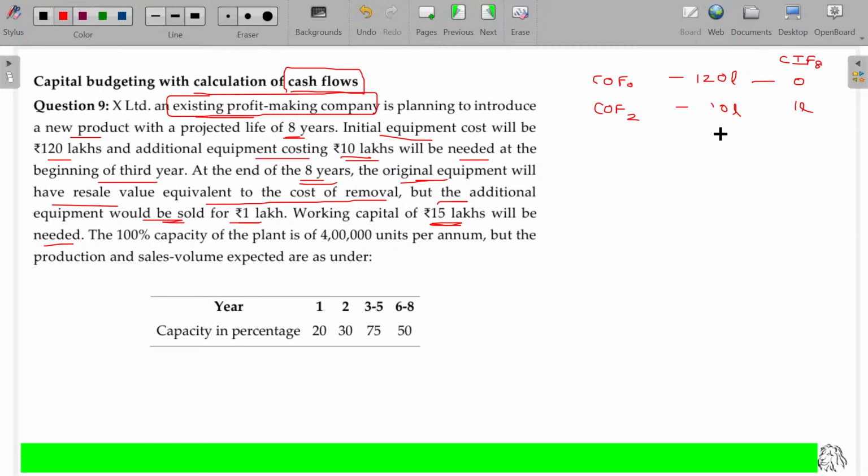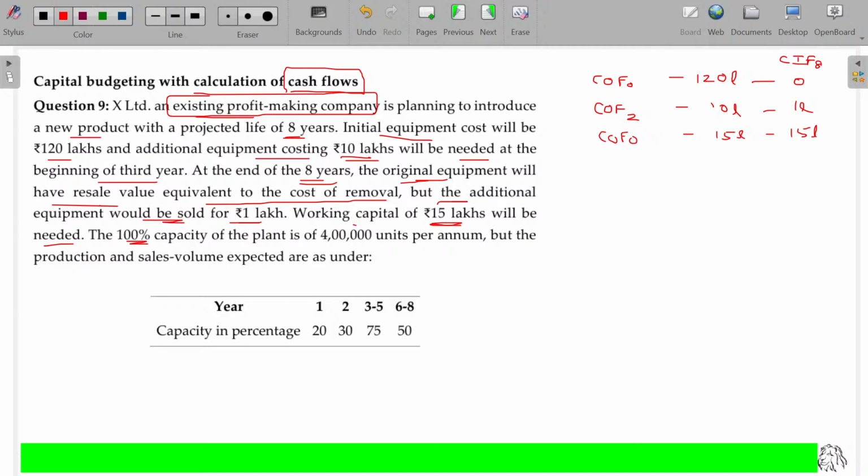Working capital 15 lakhs will be needed. Apart from that, we are in need of working capital 15 lakhs, a cash outflow at the 0th period. In case of working capital, it is not necessary to tell whether it is going to be recovered or not. At the nth period, it is always assumed to be recovered. Okay, 15 lakhs is recovered. So working capital required is later recovered without any loss.